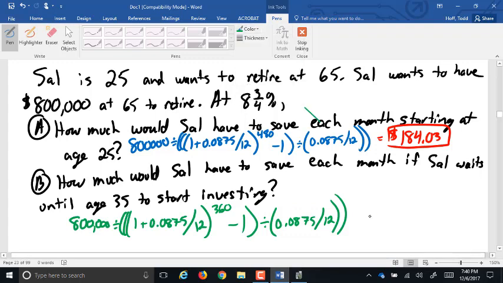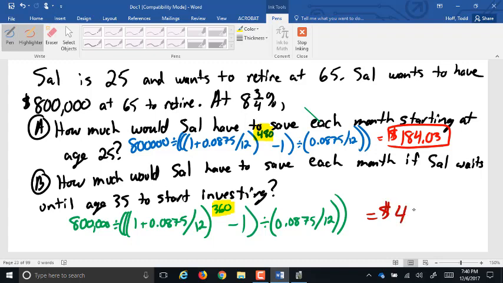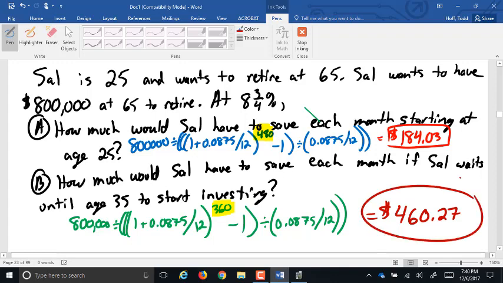So on our second one, all that has changed in the whole formula is that this is 360 instead of 480, because it's 30 years now instead of 40. For your payment amount, for 2.5 times as much. That's pretty impressive for just a 10-year difference. Moral of the story is don't play while you're young. Start saving.